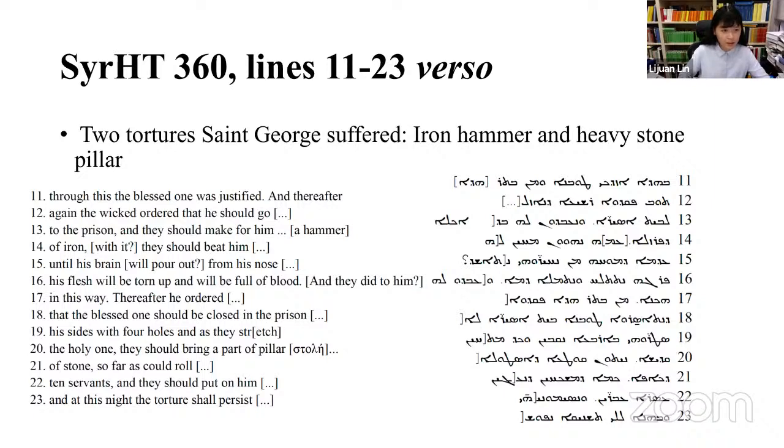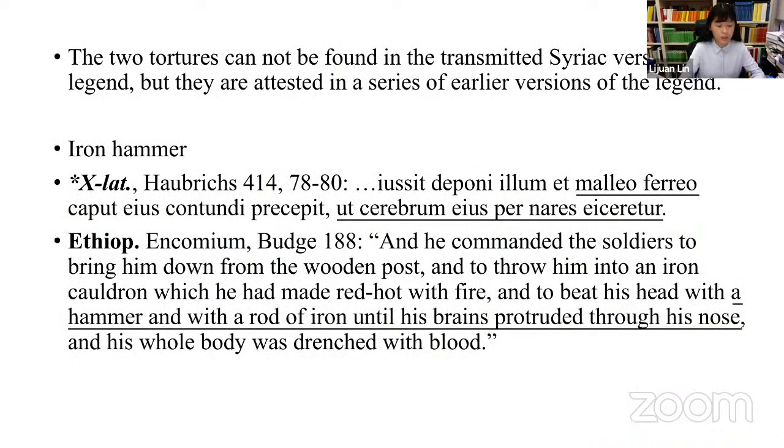And thereafter, again, the wicked one ordered that he should go to the prison and they should make for him a hammer of iron. With it, they should beat him until his brain pours out from his nose. His flesh will be torn up and will be full of blood. This is the first torture. And then thereafter, he ordered that the blessed one should be closed in the prison, his sides with four holes, and as they stretch the Holy One, they should bring a part of a pillar of stone, so heavy that ten servants could raise it, and they should put it on him. So these are the two tortures written in the fragments found in Turfan.